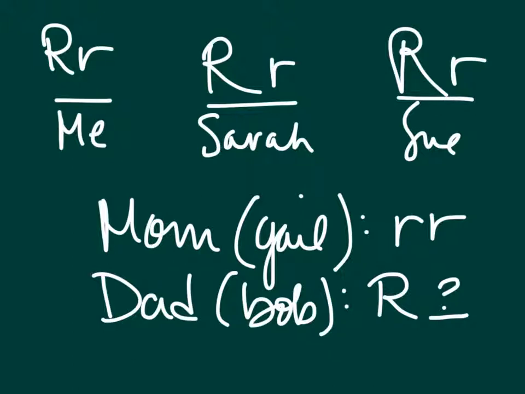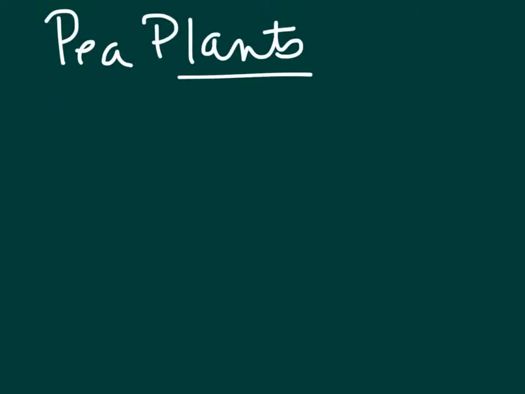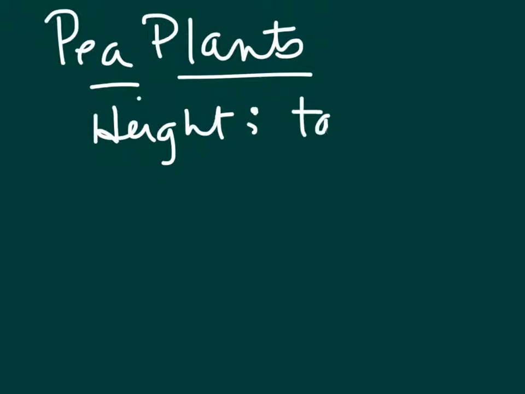So we'll use pea plants because it's a popular choice for genetics, and their height. There are two choices for pea plants. They will either be tall or short. Tall and short, are those genotypes or phenotypes? We just don't know whether it's genotype or phenotype.